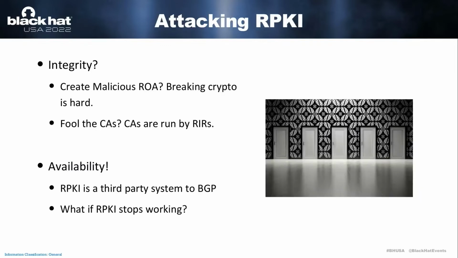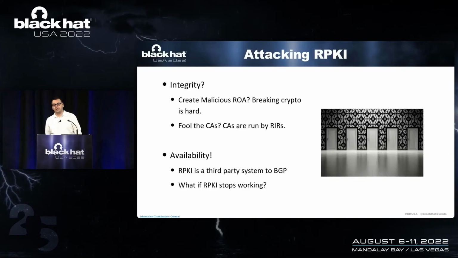Right. So, assuming RPKI works, now we as an attacker or a security researcher want to attack it, right? And if you think about how to attack RPKI, you essentially have different options. The most obvious one is to attack the integrity of the system. The most obvious attack would be to create a malicious ROA. For that you have to break the crypto, and breaking crypto is hard, so we don't want to do that.